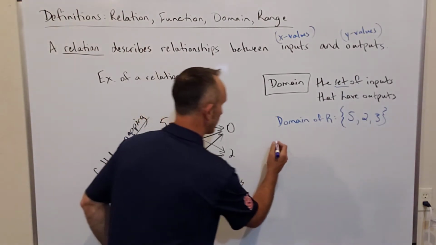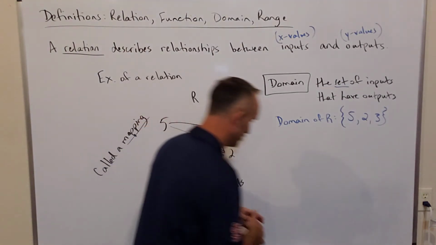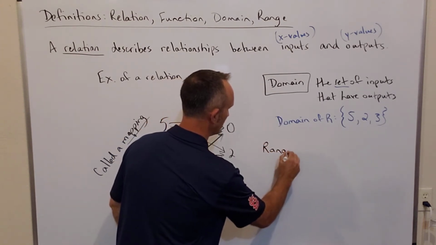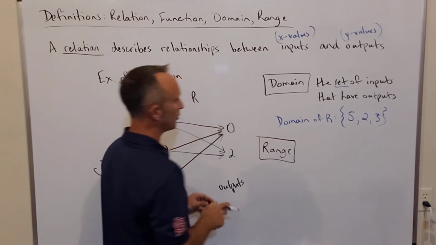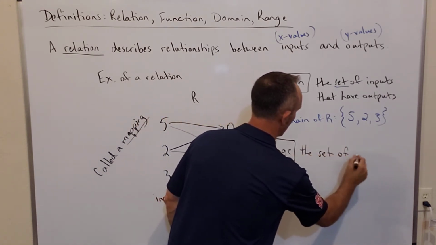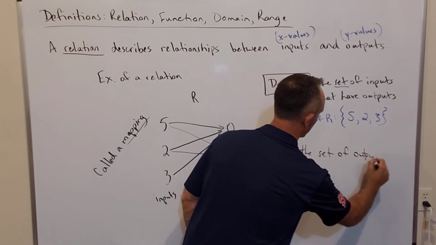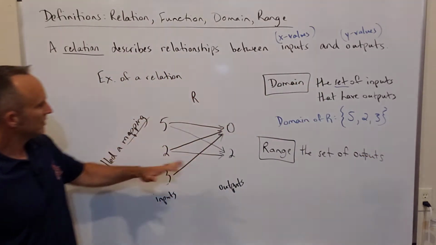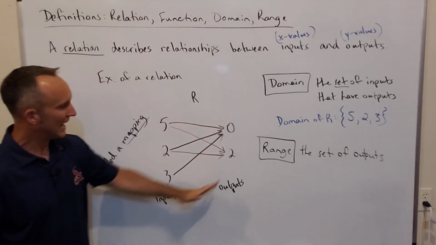All right. Now the range, what do you think the range is? I bet you could guess. What is the range of a relation? The range of a relation is the set of outputs. The set of outputs, okay? So domain, inputs, range, outputs.